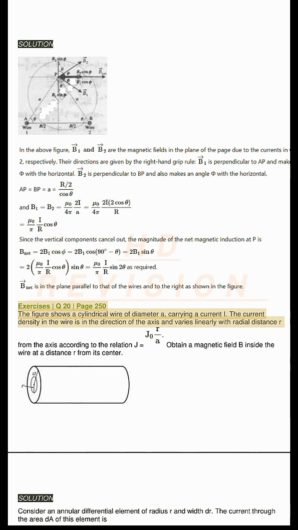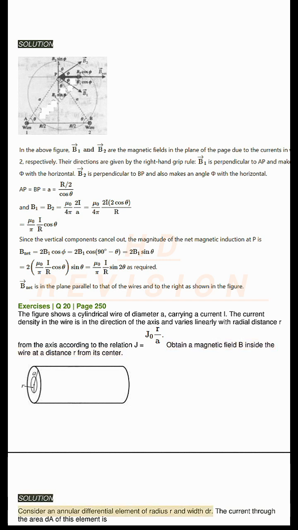The figure shows a cylindrical wire of diameter A, carrying a current I. The current density in the wire is in the direction of the axis and varies linearly with radial distance r from the axis according to the relation J equals. Obtain the magnetic field B inside the wire at a distance r from its center.